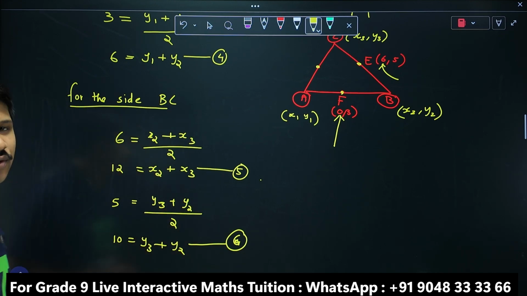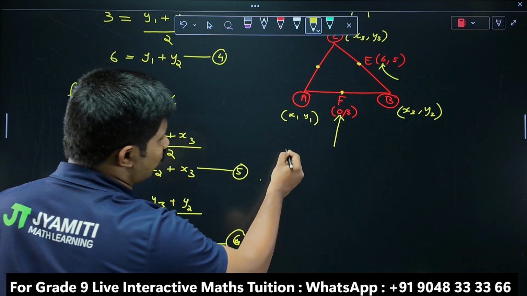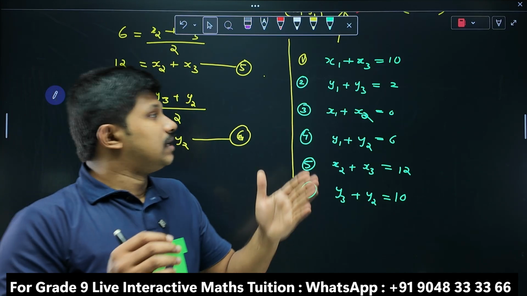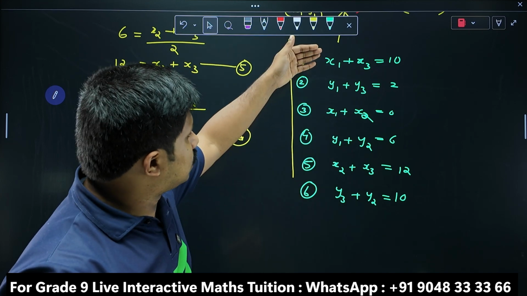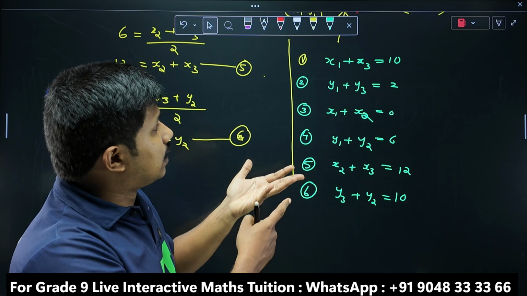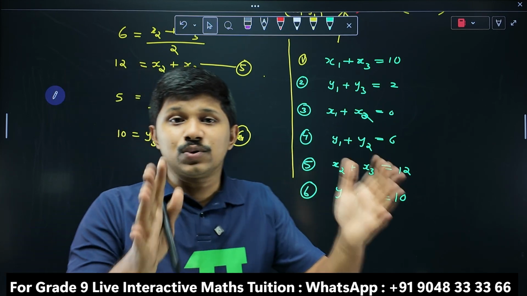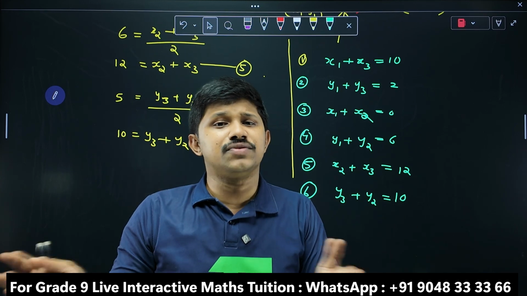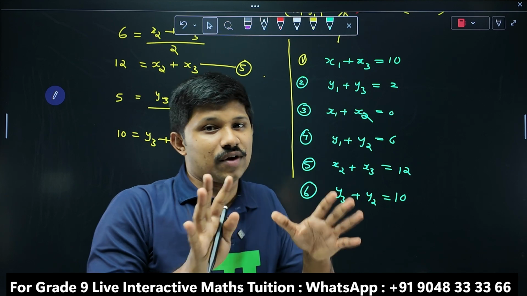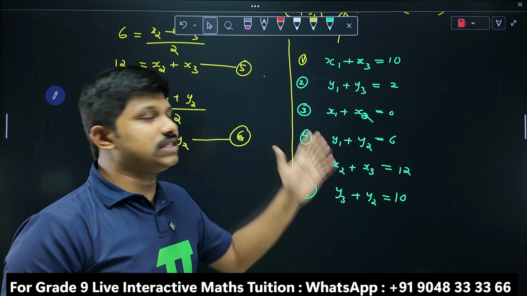So we have exactly 6 equations. Let's write all 6 equations one by one. See, there are 6 equations and there are 6 unknowns. What are they? x1, x2, x3, y1, y2, y3. If there are 6 equations and 6 variables, we can easily solve for each variable. So we are very confident going ahead because we have enough equations to solve these variables.